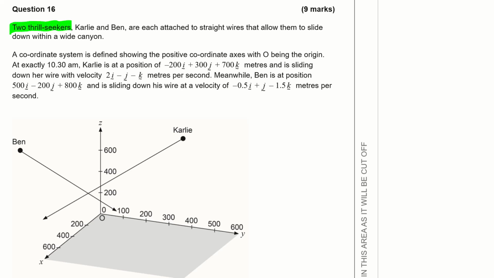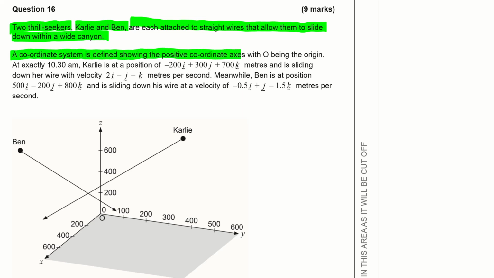Two thrill seekers, Carly and Ben, are each attached to straight wires that allow them to slide down within a wide canyon. A coordinate system is defined showing the positive coordinate axes, with O being the origin. At exactly 10:30 a.m., Carly is at a position of negative 200i plus 300j plus 700k meters and is sliding down her wire with a velocity of 2i minus j minus k meters per second.